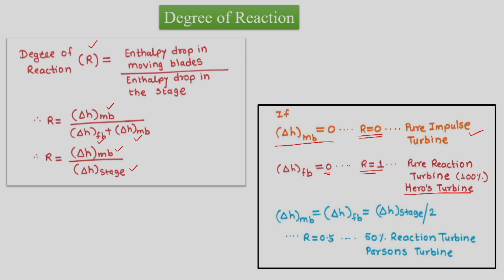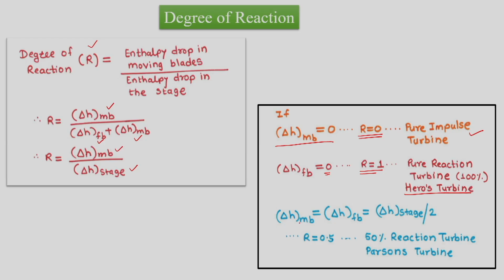Now there is a very particular case which is of interest for us, mainly for solving the examples, where we will have equal enthalpy drop in moving blade and fixed blade. So they have enthalpy drop which is delta H by 2. So there is degree of reaction 0.5. It is called a 50% reaction turbine, or also called a Parsons turbine.